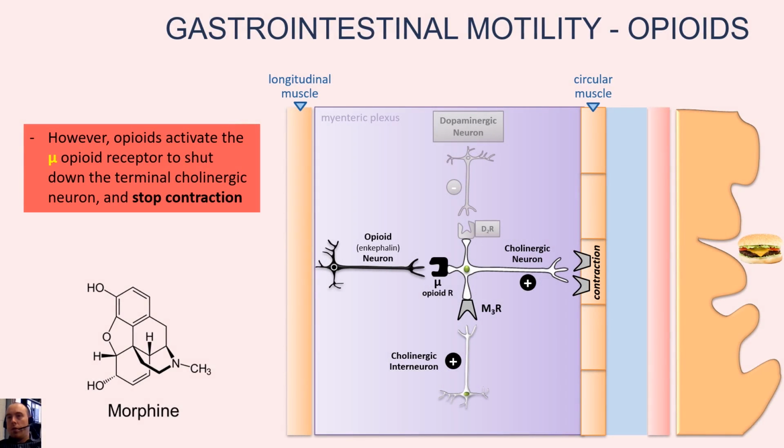However, when we do have opioids on board, we're going to activate the mu-opioid receptor much more than we would with the endogenous enkephalin and other opioid agonists. So we get the medication agonist, and it could be any one of those that I talked about, and that does activate the receptor. However, activation of the mu receptor slows down or decreases the activity of the terminal cholinergic neuron to reduce acetylcholine release, and that would reduce the circular muscle contraction.